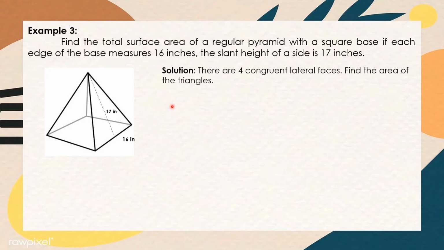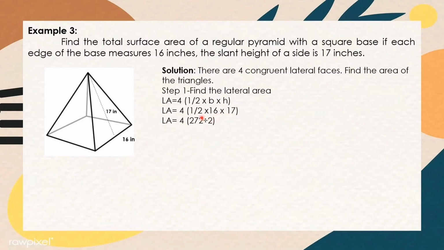The formula for this will be lateral area is equal to 4 times 1/2 times base times height. Since we are looking for the area of the triangles, we need to multiply by 4. So we have base as 16 and the height is 17. We come up with 4 times 1/2 times 16 times 17. So 16 times 17 is 272. We divide it by 2 and then multiply it by 4. So we come up with the answer of 544 square inches.